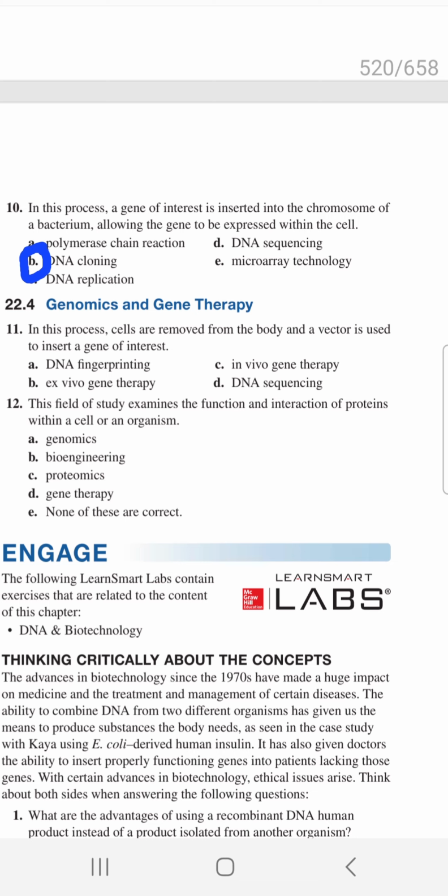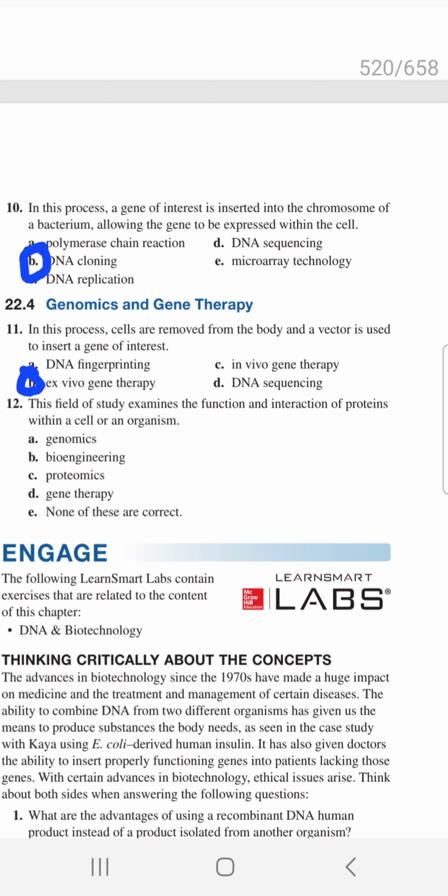Question number 11. In this process, cells are removed from the body and a vector is used to insert a gene of interest. So I'm removing cells and then using a vector to insert a gene of interest. Fingerprinting, no. Ex vivo gene therapy. It could be in vivo gene therapy. DNA sequencing. I will go with ex vivo, it just makes sense. Ex is always something external.